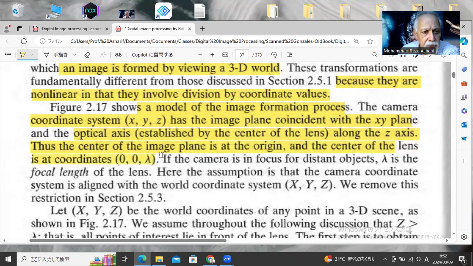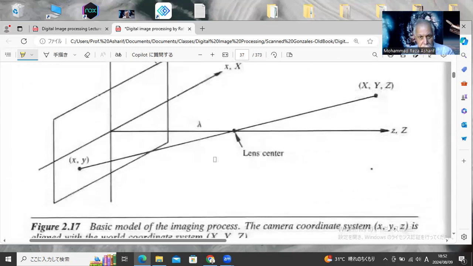Thus the center of the image plane is at the origin and the center of the lens is at coordinate 0, 0, lambda. So this is the camera lens, and the lens of the camera is here. The coordinate is 0, 0, and Z is the optical axis. It's lambda. So the lens is here, and the object is here, and the image is here.